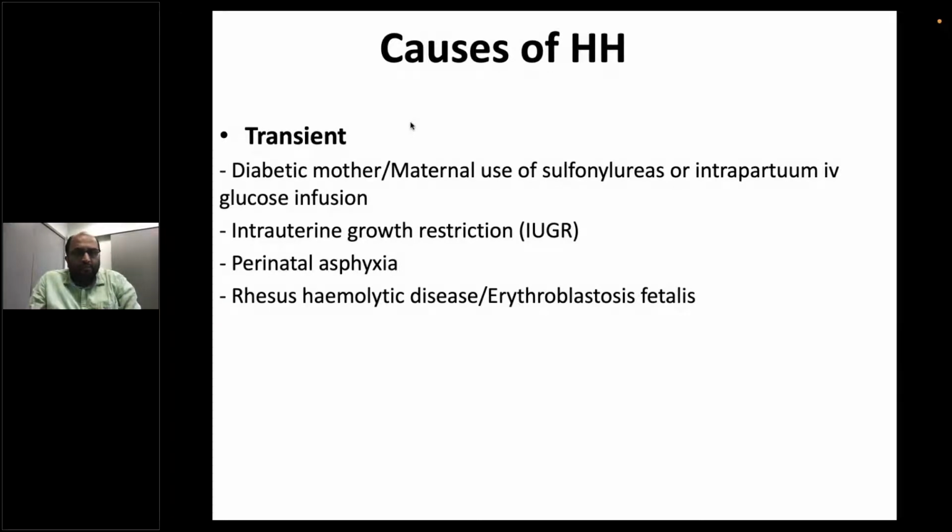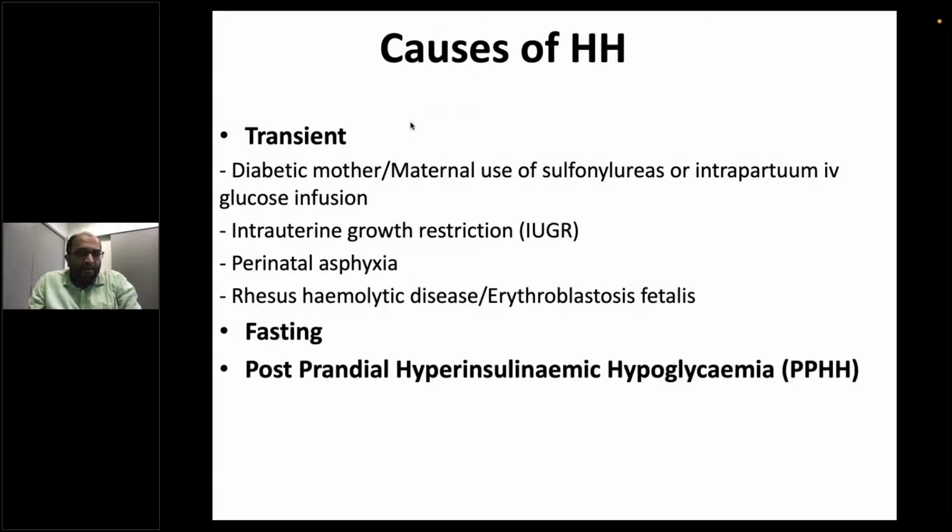So when we talk about causes of hyperinsulinic hypoglycemia, we are either looking at a transient cause, where babies are born to a diabetic mom, or when mom is on drugs that are used for diabetes, or had a large IV glucose infusion just prior to delivery, or also babies with intrauterine growth restriction or perinatal asphyxia. Those babies can have transient hyperinsulinic hypoglycemia. Next.